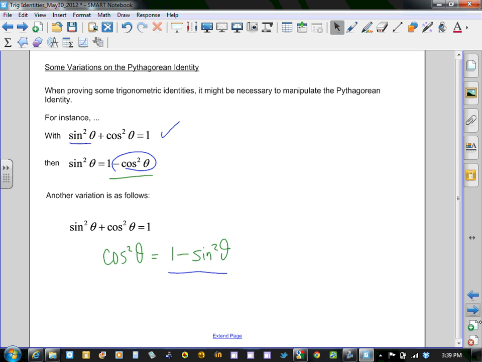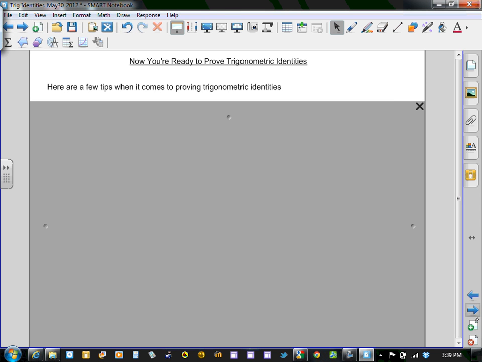And now that we have an equivalent expression for cosine squared theta, we could substitute that in when we're working in proving other trigonometric statements as being identities. So when you come back to class tomorrow, what we'll do is we'll review a few tips or key steps for proving trigonometric identities, and then we'll actually begin the process of doing our proofs.